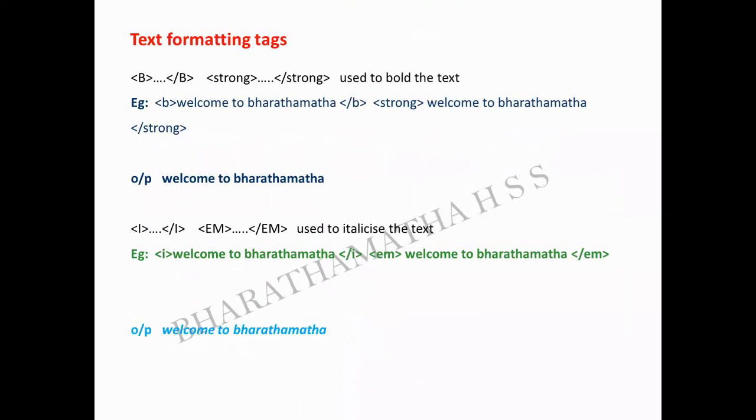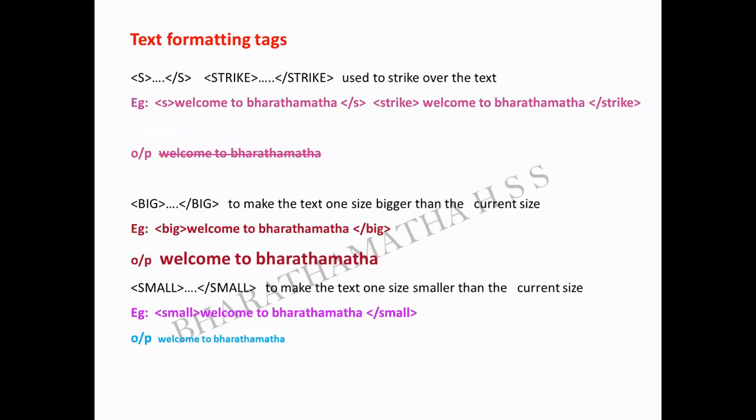Text formatting tags, that is B or strong you can use to bold the text. I or emphasize is used to italicize the text. S or strike is used to strike over the text. Then big to make one size bigger than the current font size, we'll be using your big tag. Small tag is the opposite, to make the font size one size smaller.